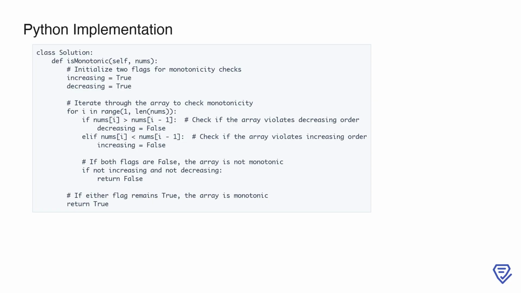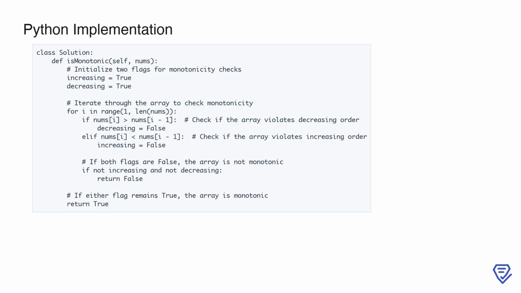The function isMonotonic takes the input array nums as an argument. First, two Boolean flags, increasing and decreasing, are initialized to true. These flags are used to track whether the array remains monotonic in either increasing or decreasing order. The function then iterates through the array starting from the second element, index 1.